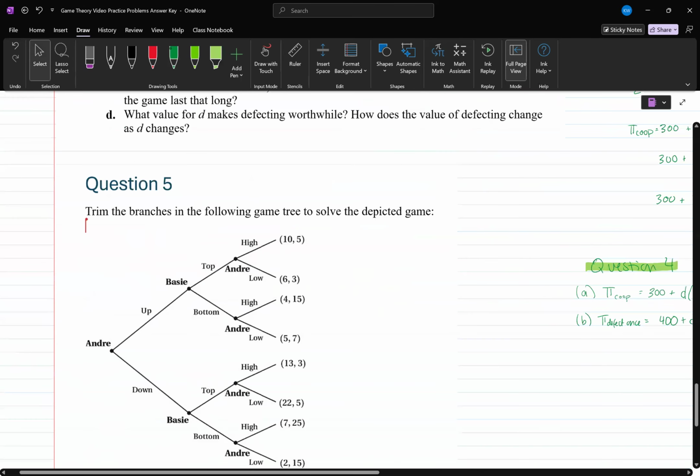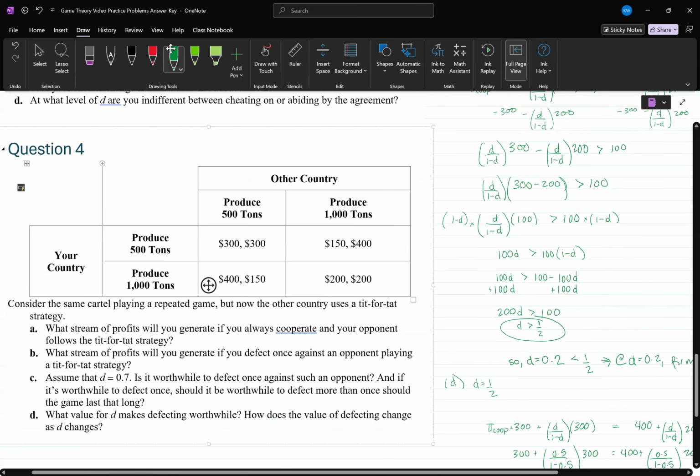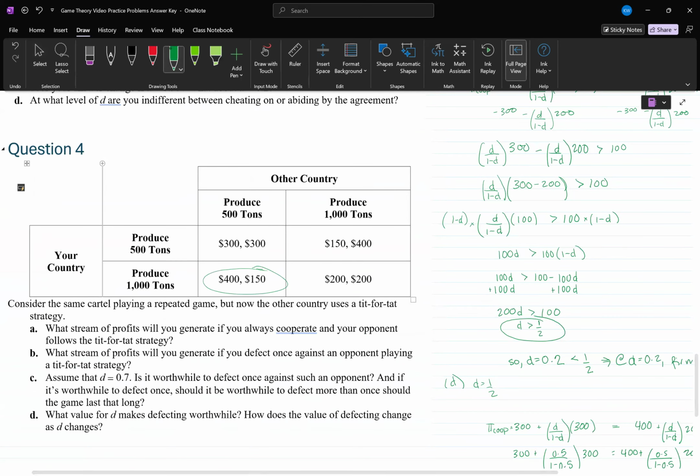So that's what those payoffs are going to look like. And just so you can see here, in that first round, we were in this cell. And then because we cheated, in the next turn when we cooperate, our opponent cheats. So that's how we get those first initial payoffs.